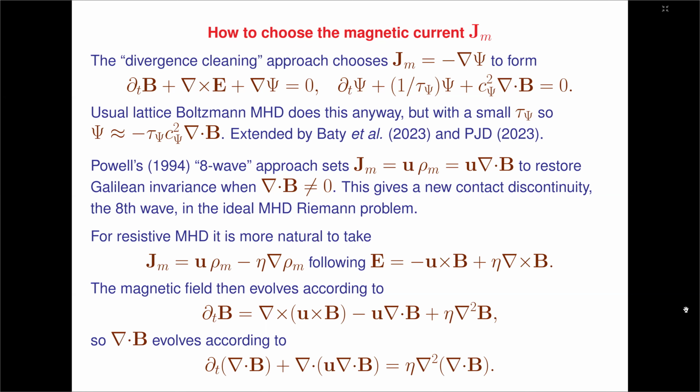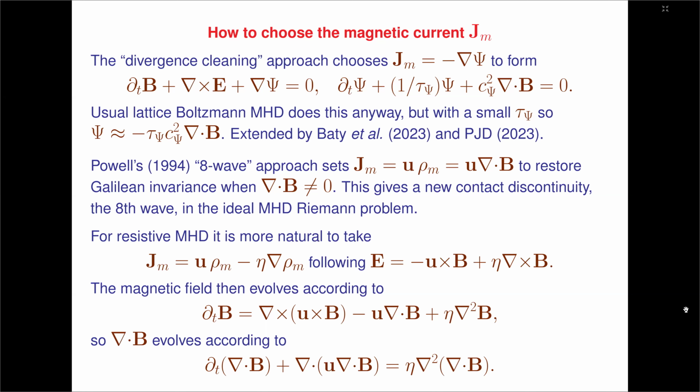Another variant that was earlier is to say, well, okay, let's make magnetic charges advect with the fluid velocity u to make a magnetic current. So this restores Galilean invariance to the MHD equations even when div B is not zero. And if you look at the Riemann problem for a hyperbolic system, there's a new wave to do with the divergence of B, which is why this gets called the H-wave formulation.